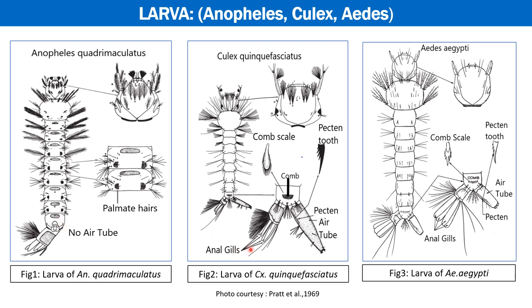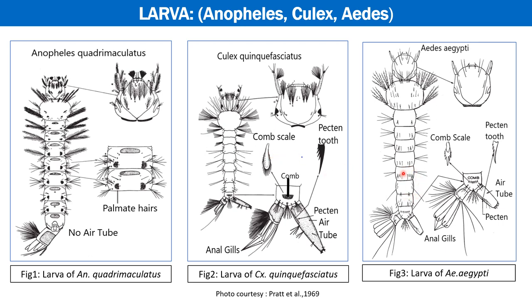Figure 2 is the larva of Culex quinquefasciatus. It shows absence of the palmate hairs, but presence of rows of comb scales on segment number 8 of the abdomen. Presence of elongated air tube or respiratory tube that bears pectin teeth on its surface. This is the individual structure of a pectin tooth and individual structure of comb scale of Culex quinquefasciatus.